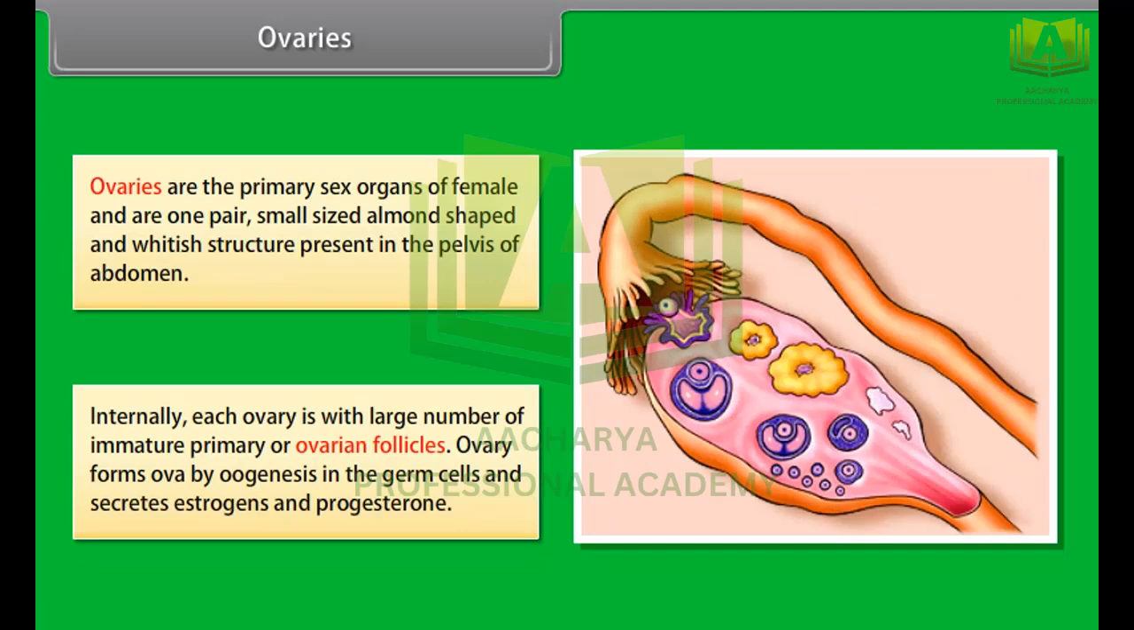Internally, each ovary is with a large number of immature primary or ovarian follicles. Ovary forms ova by oogenesis in the germ cells and secretes estrogens and progesterone.